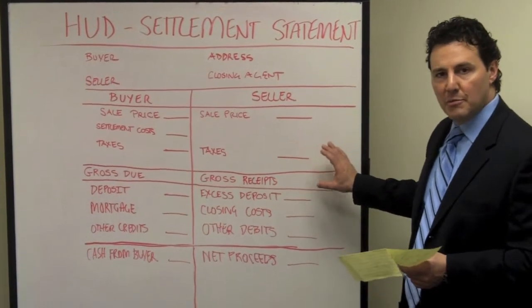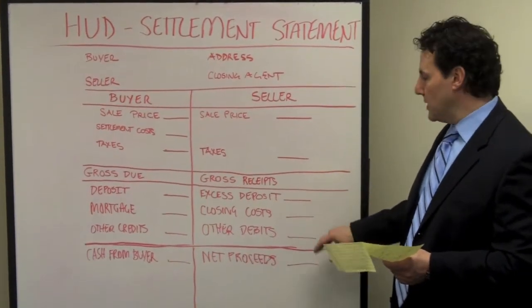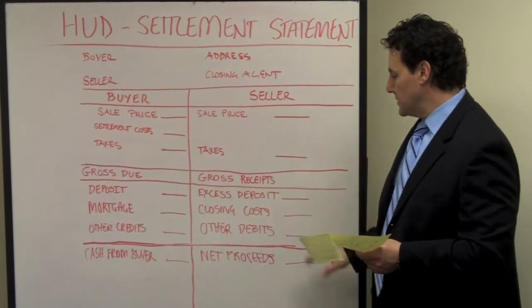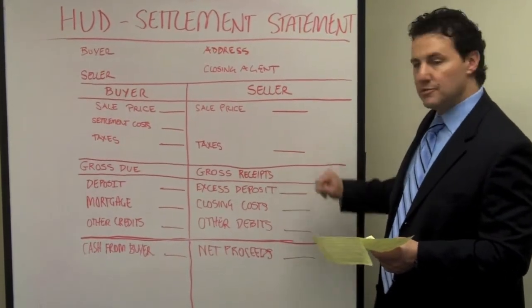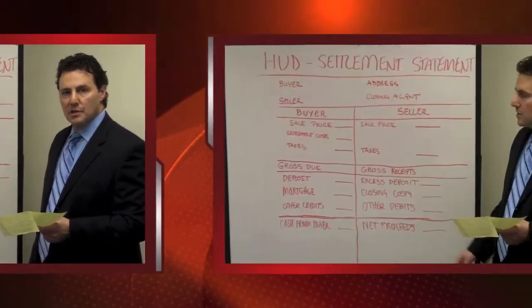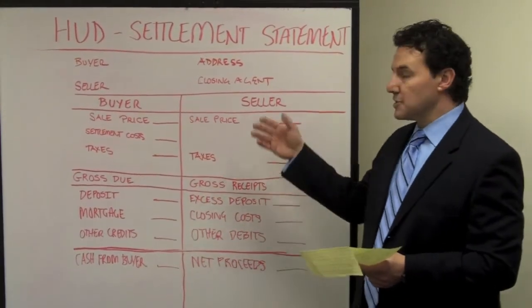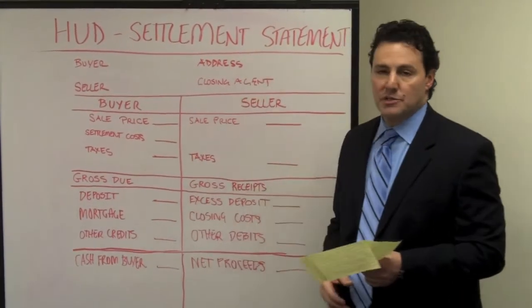They're going to have a gross amount of the money they're supposed to receive, but they may have an additional deposit, they may have closing costs, and they may have other debits, such as the payoff of a mortgage. You have to subtract all these items from the total amount they're going to receive. That's their net proceeds. So as you can see, it's an accounting of the transaction, and it's the summary of the entire transaction and why the settlement statement is so important.